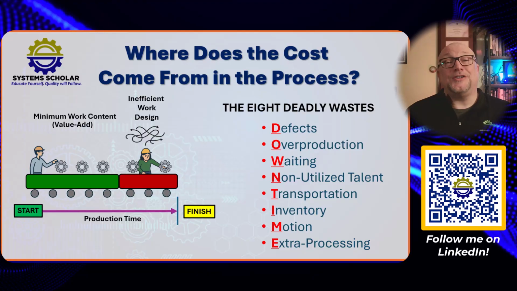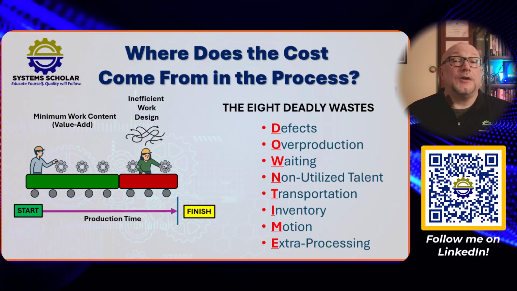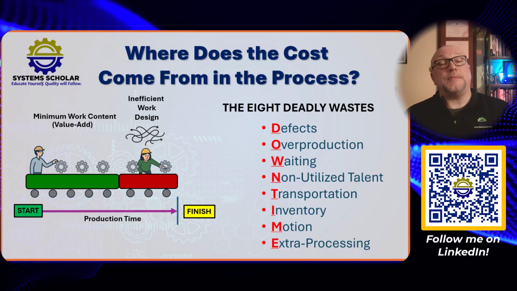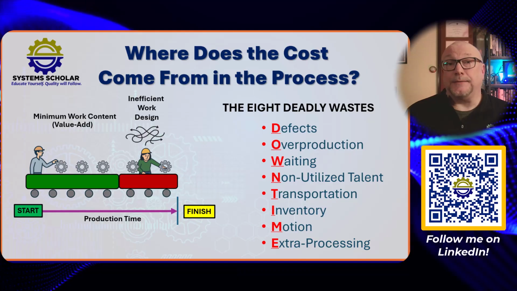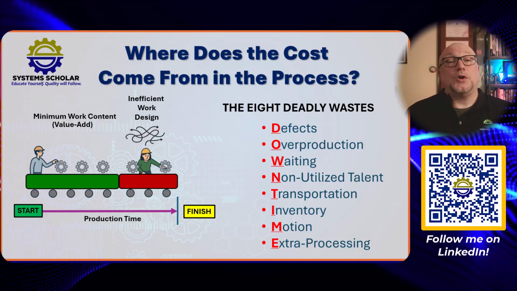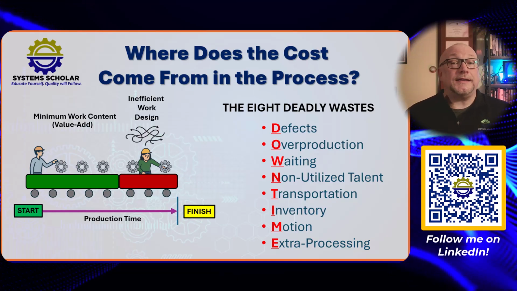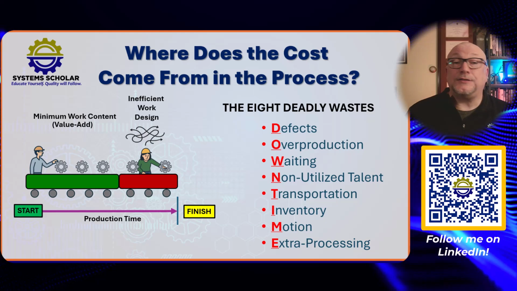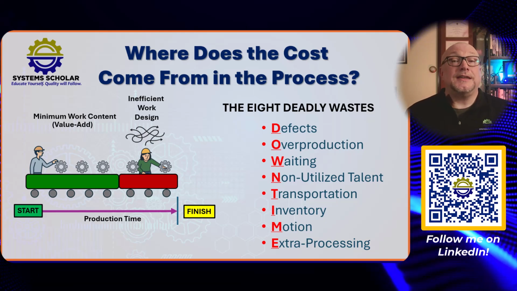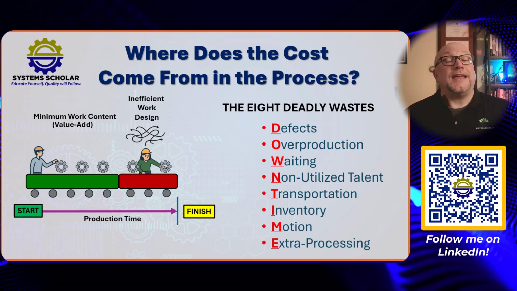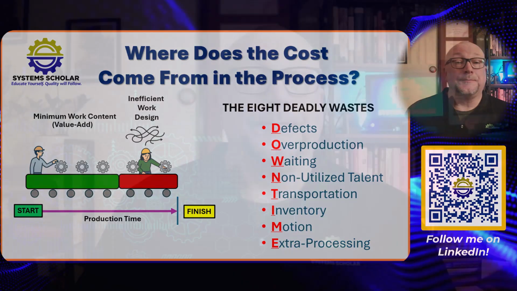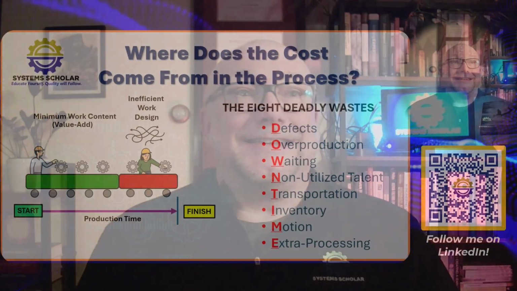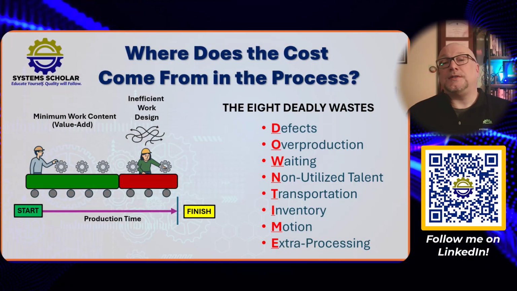Now, we've all heard of the 8 deadly wastes, which many of us have learned to remember using the mnemonic DOWNTIME. Defects, overproduction, waiting, non-utilized talent, transportation, inventory, motion, and extra processing. Now, you could argue that inefficient work design can contribute to all of them in some way, but in reality, it hits certain ones especially hard.